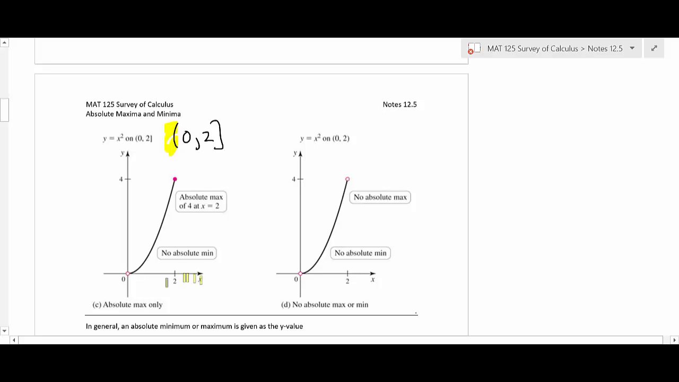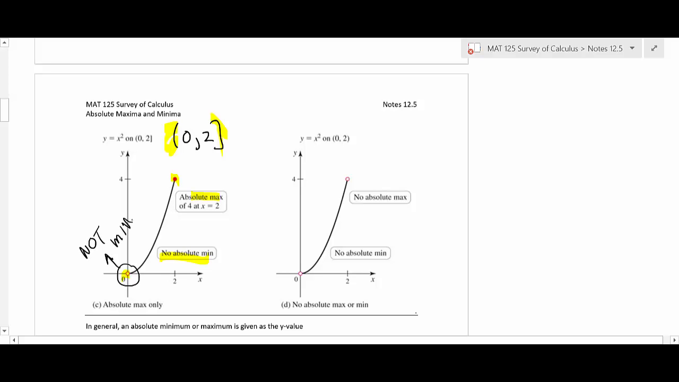It's not included, exactly. So you'd have a bubble there. What does the bracket mean? It is included, so we have a solid dot. Well, this would be an absolute max because it's included, but this would not be an absolute min. So here's why. That is not an absolute min.